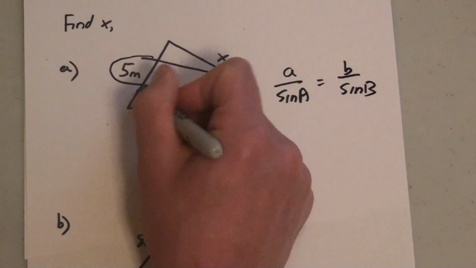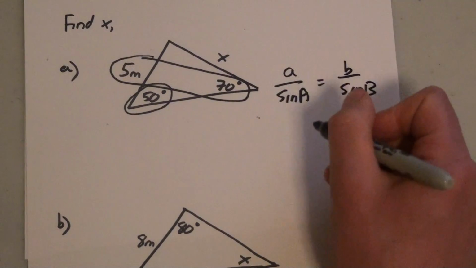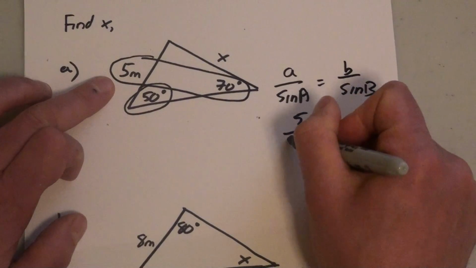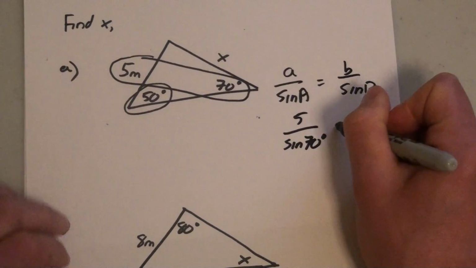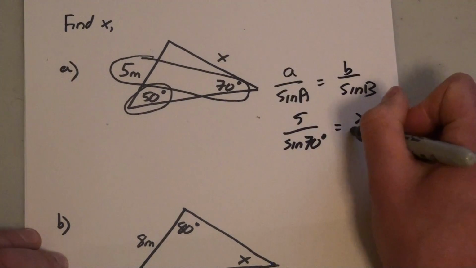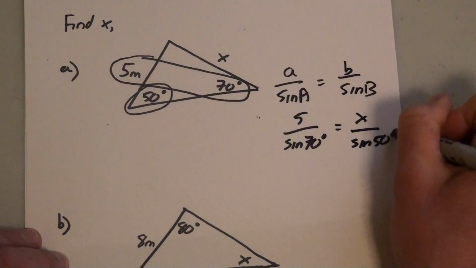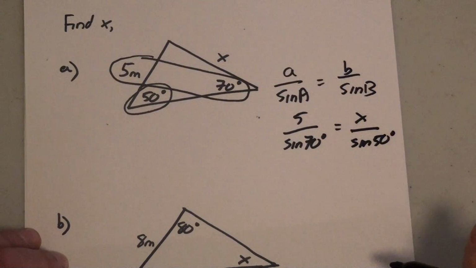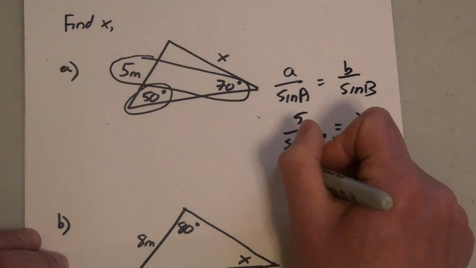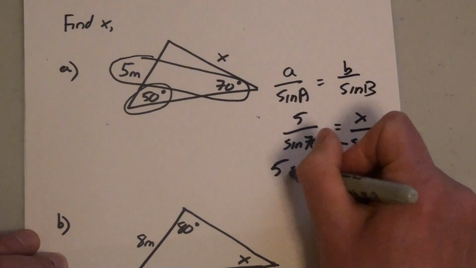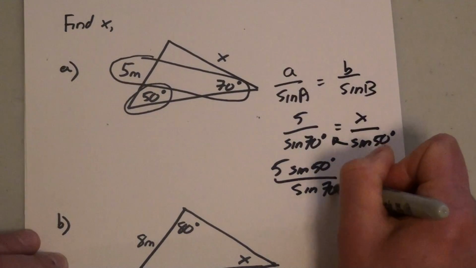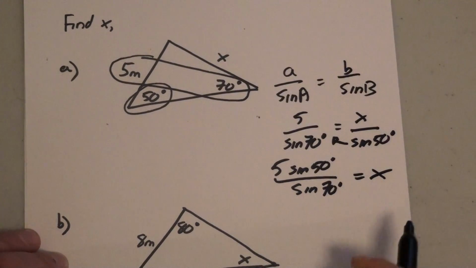Do I have another piece of information? Yes, I do. So set up the pair that you know. Length a would be 5 over its opposite, which is sine 70, equals, and I want to find my other length, b, over sine 50 degrees. I want to get x by itself, so I'm going to move that sine 50, which is dividing, over, and it becomes multiplying. So it's going to go 5 times sine 50 degrees divided by sine 70 degrees will equal my length x.